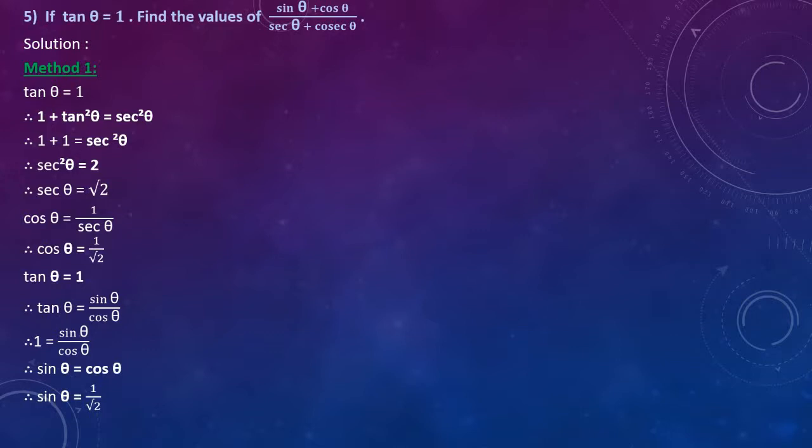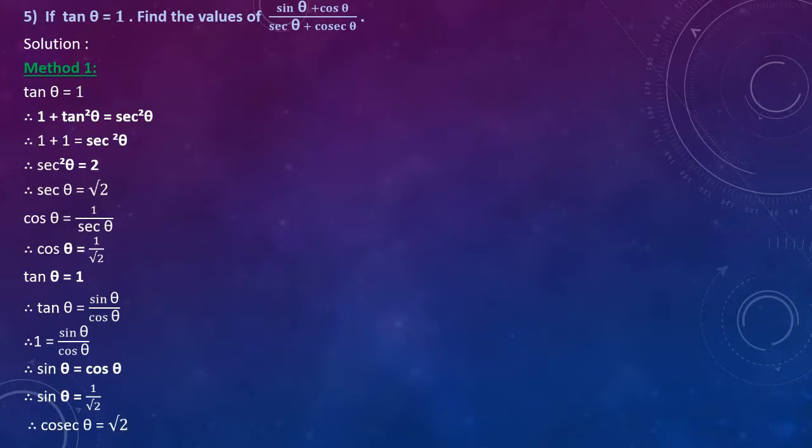Now we got the value of sec theta, we got the value of cos theta, we got the value of sin theta. The only value which is remaining is cosec theta, because in the question they have asked us to find the value of sin theta plus cos theta upon sec theta plus cosec theta. So we are going to find out the values of sin, cos, sec and cosec, and then we will just substitute those values there and we will get the answer. So now the remaining value is cosec theta. If sin theta is 1 upon root 2, then cosec theta is the reciprocal of sin theta. So it will be root 2.